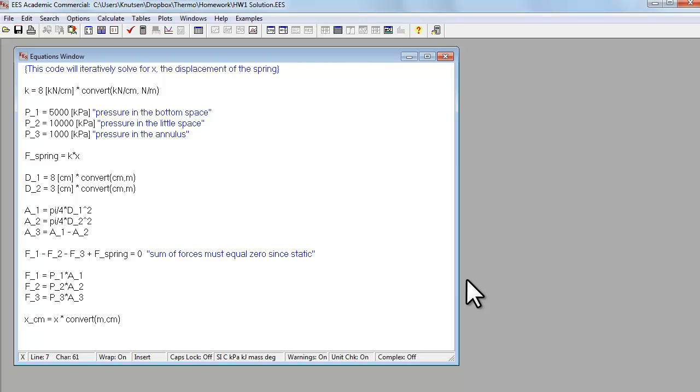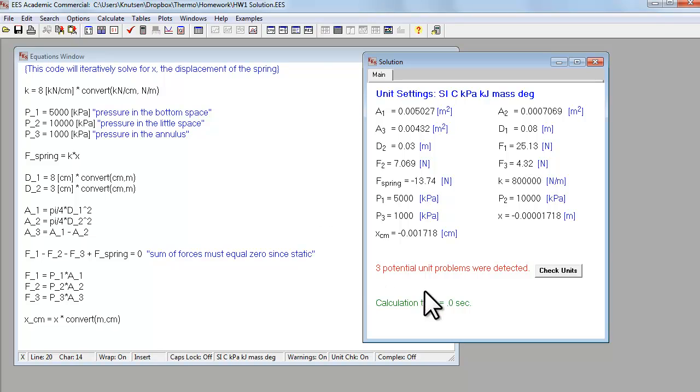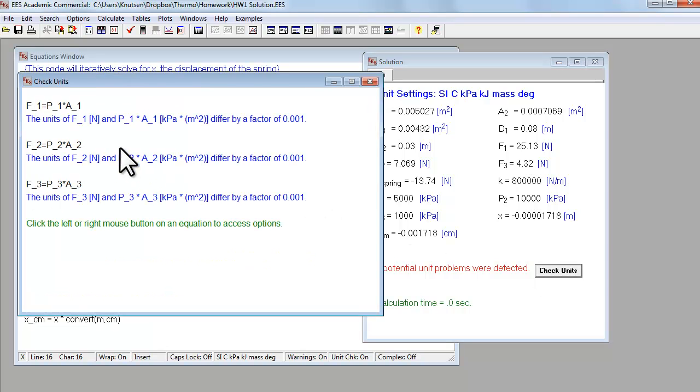And when I hit calculate, what it's told me is that there are 3 potential unit problems detected. Now, of course, if I took 5,000 kilopascal and multiplied it by square meters, I don't come up with newtons. So I check the units on these, and what it's saying is that I expected these to be in newtons. But here with P1 and A1, these are all off by 3 orders of magnitude, and it's because I forgot to convert from kilopascal to Pascal. So it's really nice in terms of catching units, and you'll catch a lot of mistakes if you use this properly.